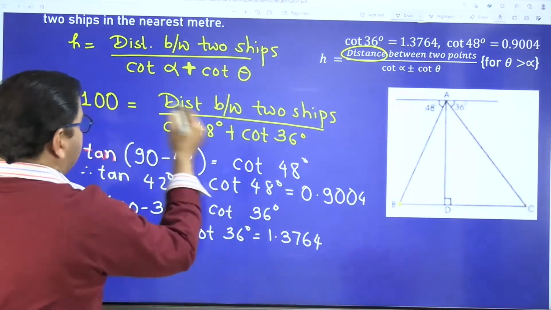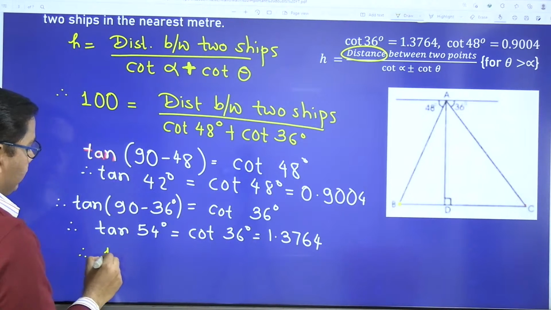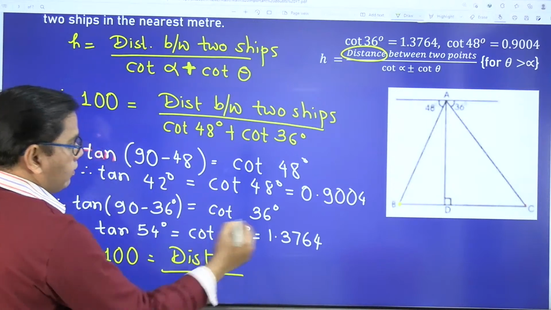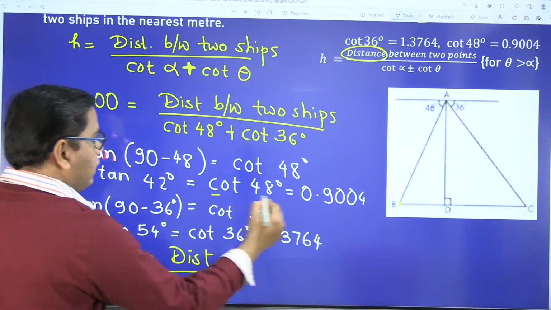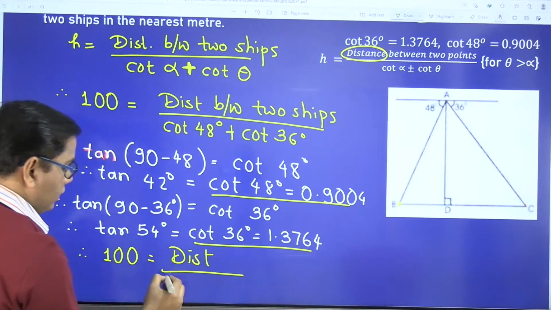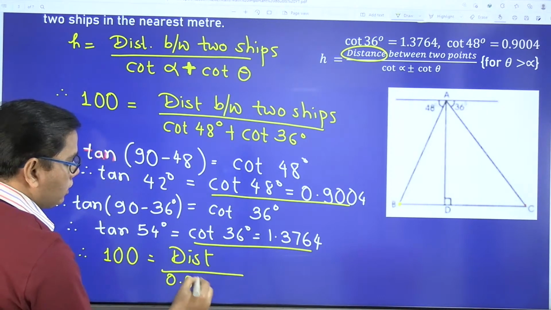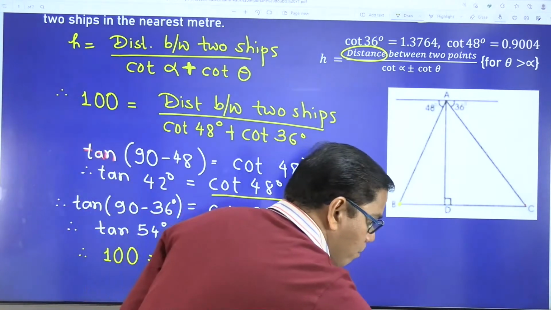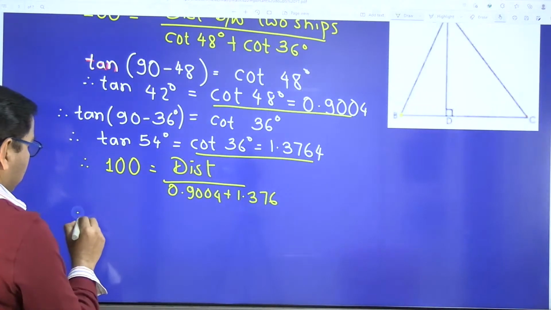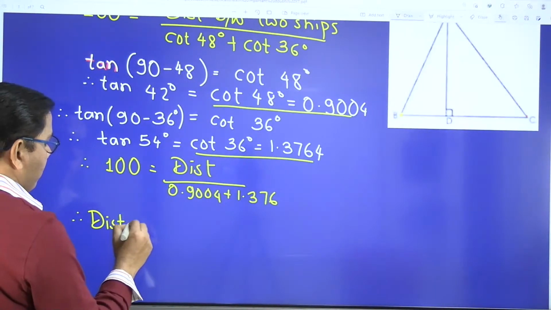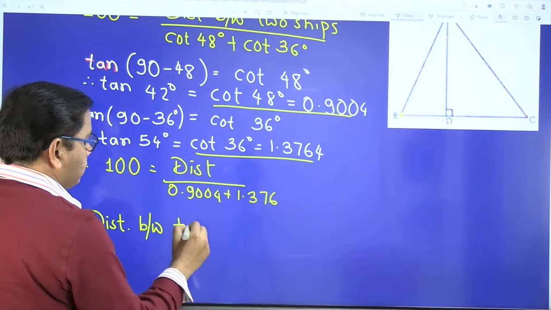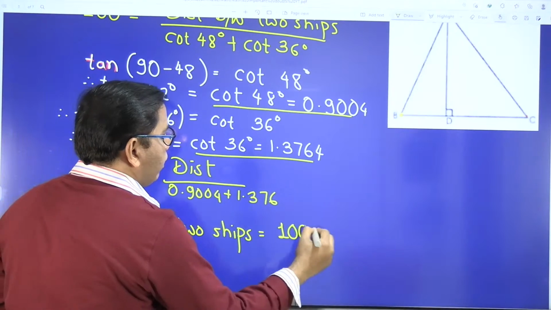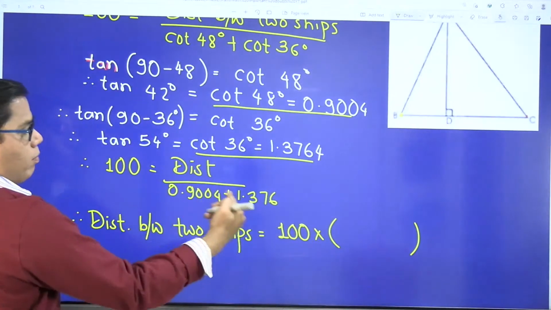Okay, so going back to our sum, this is 100 and this distance we have to find out, and these two values, cot 48 and cot 36, I have to add. So 0.9004 plus 1.3764. So the distance between two ships is equal to 100 multiplied by this sum.